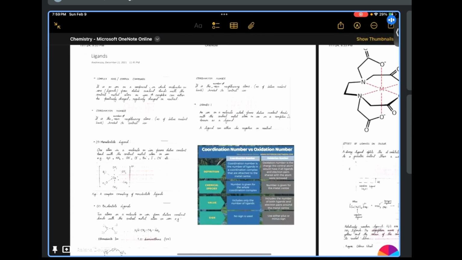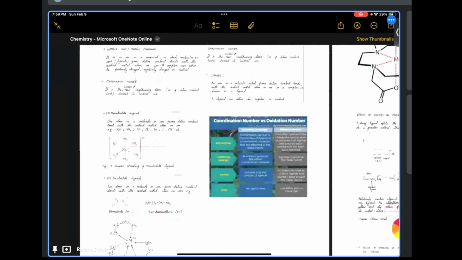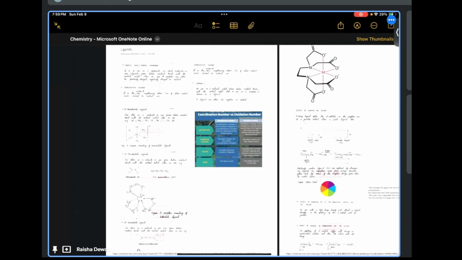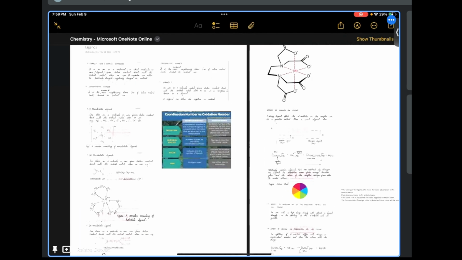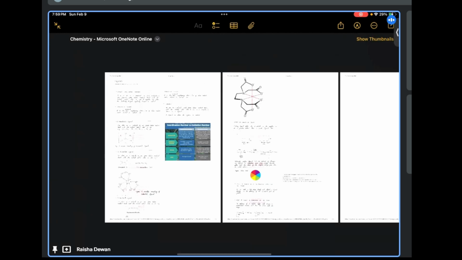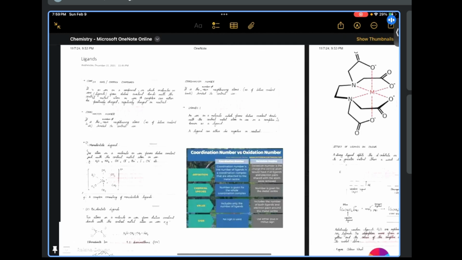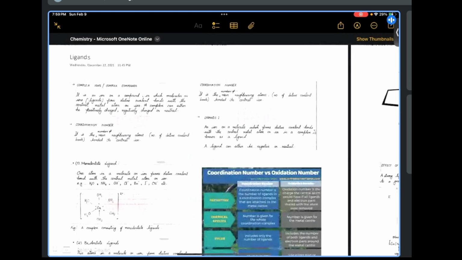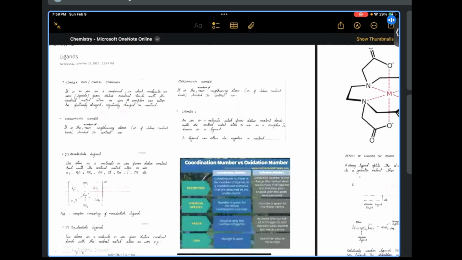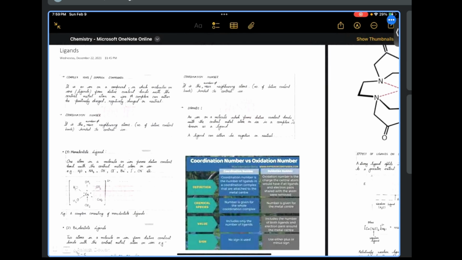Okay, now let's go through these monodentate ligands, bidentate ligands, and coordination numbers. Ligands, complex ions. Okay. And dentate ligands and effects of ligands on color. Okay, so this is basically what we have. Now, let's go through this part, okay? Ligands. Now we will go through the ligands. Please go through this. Come on, quick. And then we will finish them together.